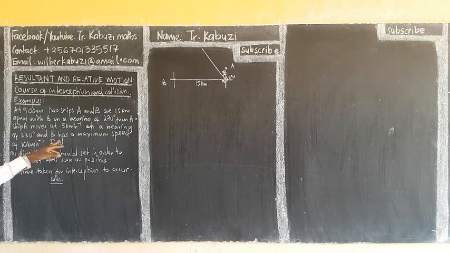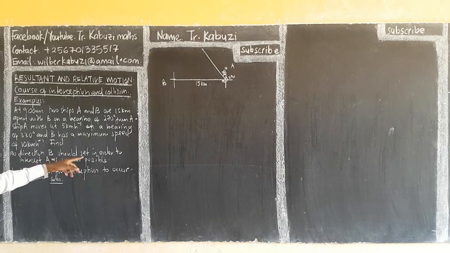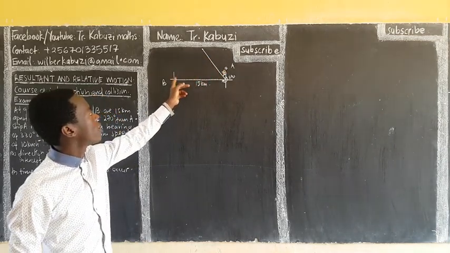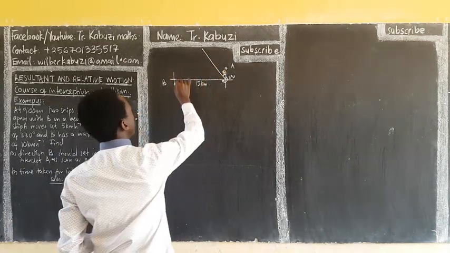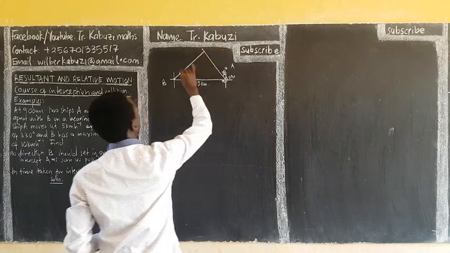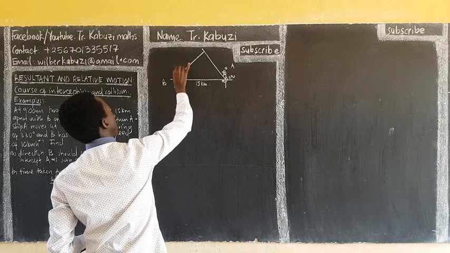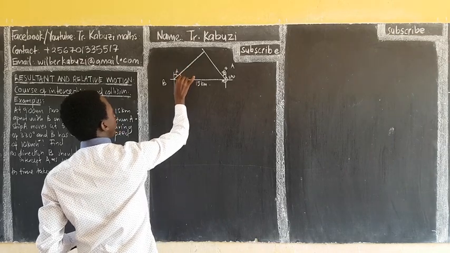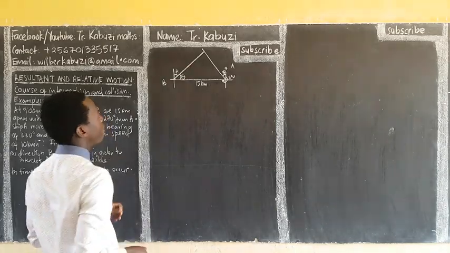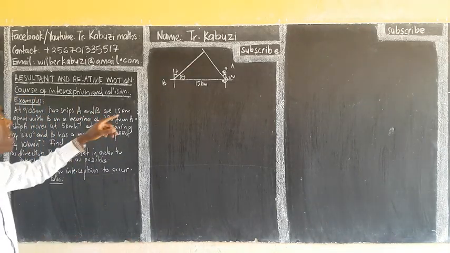Also B has a maximum speed of 10 kilometers per hour. Find the direction B must set in order to intercept A. If you need to intercept this, it means that you see the direction where this one is going. It's going to set off from there. So because of the interception, we shall set it like this. We can call this alpha, and then we can call this theta. Alpha is the course of interception.